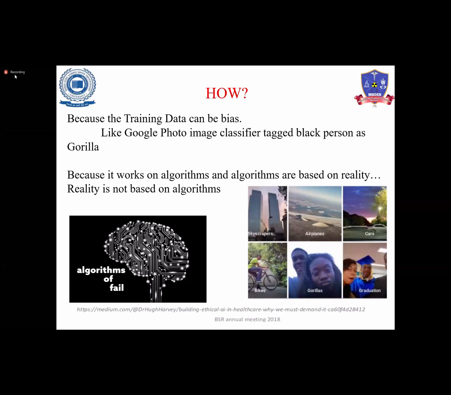The drawback is that if we feed negative or manipulated data, definitely we get a bad result. The best example is the Google Photos image classifier. It is trending nowadays because people use Google Photos cameras in their smartphones to know what the image is just by capturing it. The Google Photos image classifier tagged a black person as a gorilla because it works on algorithms, and the algorithms are based on realities, but reality is not based on algorithms.